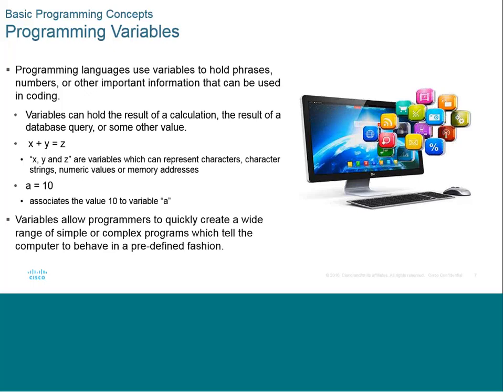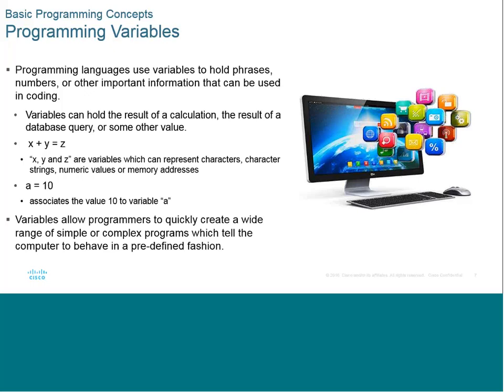These all are variables which can represent characters, character strings, numeric values, or memory addresses. They can be any type. We are defining the type of the variable, either it is a character or a string in the programming language. As it is written here, programming languages use variables to hold phrases, numbers, or other important information that can be used in coding. A variable can hold the result of a calculation, the result of a database query, or some other value.